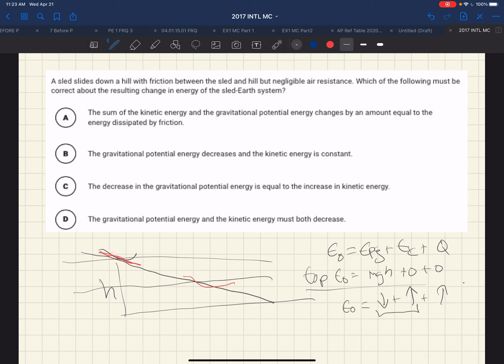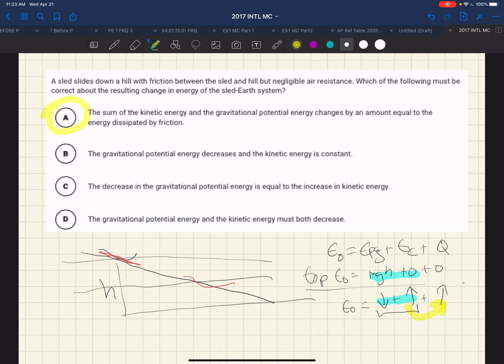The sum of the kinetic and potential energy changes by an amount equal to the energy dissipated in the friction. So let's see if we can make sense of that. The sum of the potential and the kinetic here is just the potential. These two should remain constant, but some leaves and goes into Q. So the sum of the kinetic and gravitational potential changes by an amount equal to the energy dissipated by friction. That seems like that's the answer.